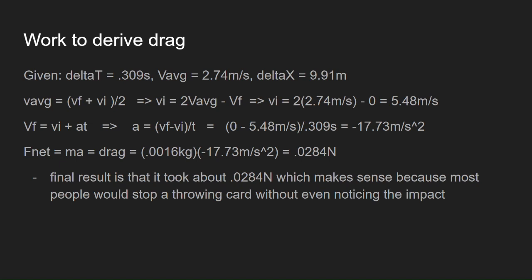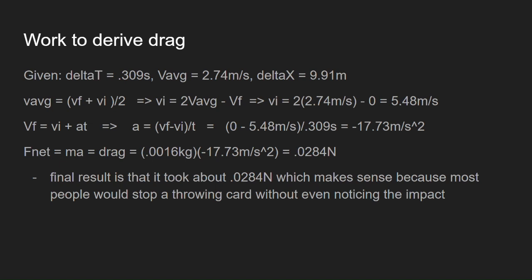Once we have our initial velocity, we can calculate our acceleration. Our acceleration is the final velocity minus the initial velocity over the time, which will be about 0 minus 5.48 divided by 0.309. That gives us negative 17.73 meters per second squared. This makes sense because it's stopping in a very short amount of time. The whole video only took about 2 seconds, the throwing portion being about a third of a second. So it makes sense that it's that fast of a deceleration.